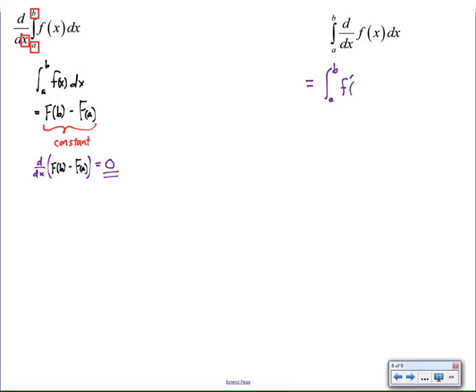I'm sorry, that's what we're doing here. Yep, this is the derivative with respect to x. But when I look at my integrand, it's going from a to b. Both a and b are fixed constants, not variables.